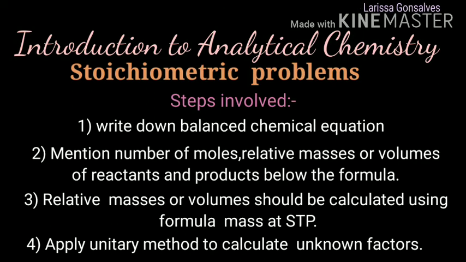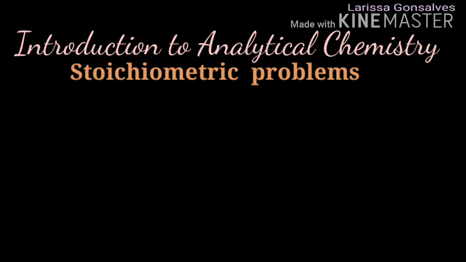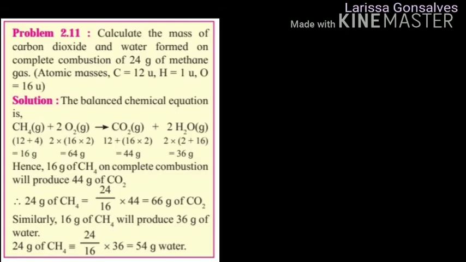Now we'll just see two examples so that you understand the concept of stoichiometric problems. Here is the first sum. Calculate the mass of carbon dioxide and water formed on complete combustion of 24 gram of methane gas. The atomic masses of carbon, hydrogen and oxygen are given, which are 12, 1 and 16 unified mass. Combustion means burning in presence of oxygen.